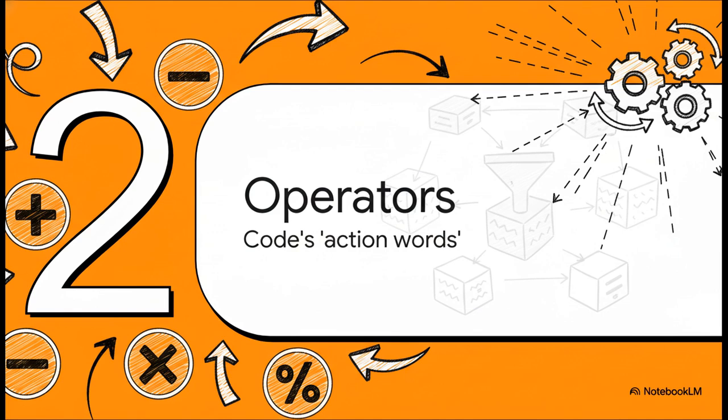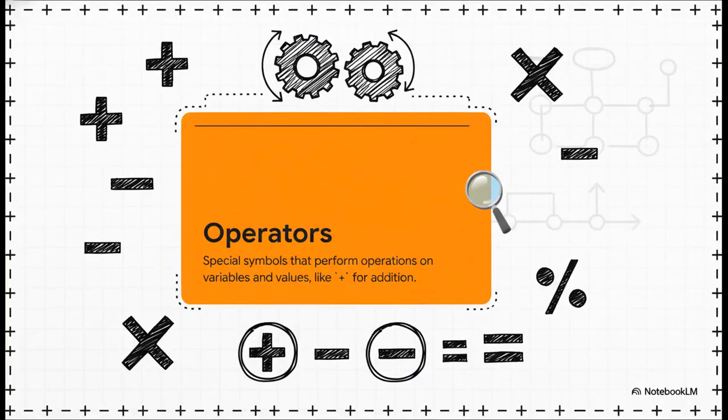All right, so we've got the data. Now what? We need to do something with it. That's where operators come in. I like to think of them as the action words, the verbs of your code. They make things happen. So what is an operator, really? It's just a special symbol that tells the computer to perform a specific job.